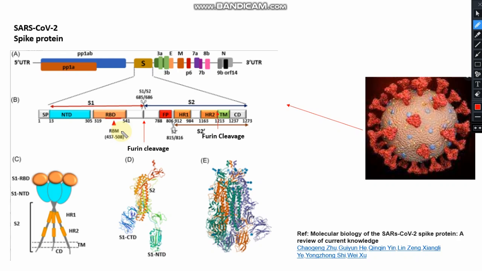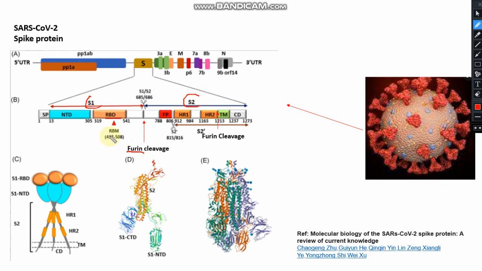In the spike protein, post-translationally cleaved by the mammalian furin protein into two subunits, S1 and S2. So this is the furin that is located in the mammalian cells. When the spike protein is produced after translation, the furin protein cleaves this spike protein into two subunits, the S1 subunit and the S2 subunit.